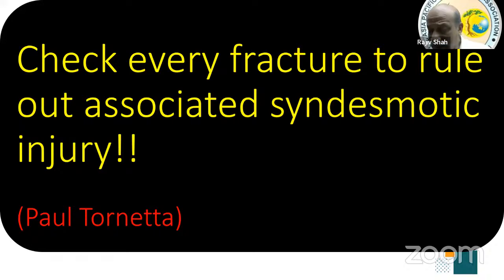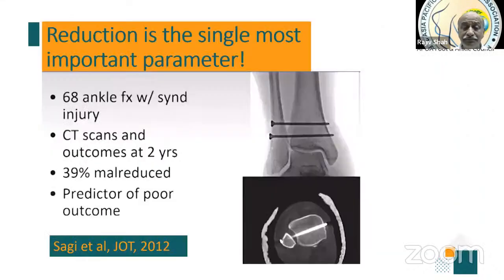But this is the message given by Paul Tornetta: check every fracture to rule out association of syndesmotic injury. And reduction is the single most important parameter. Multiple studies said that it is the single most important parameter. Reduction, reduction, and reduction. So if it is poorly reduced, that means the outcome would be poor.